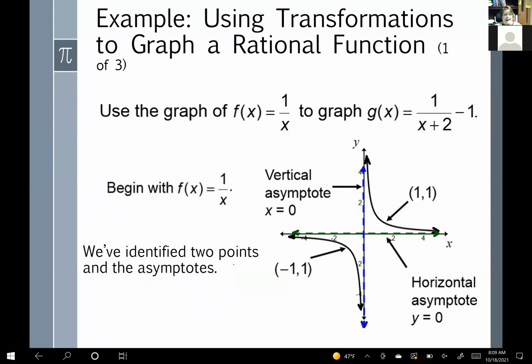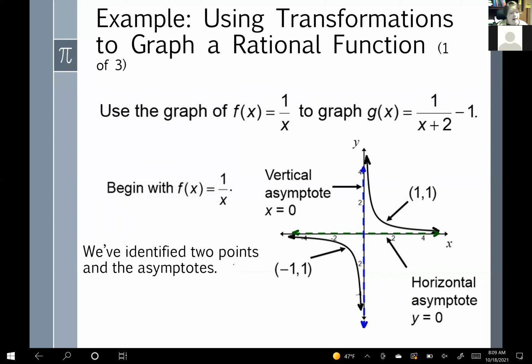Well, what happens if I add 2 to the x and then subtract 1? Well, if I add a constant to my input x, as you recall, that is a horizontal translation. And if I add a value to the x, that is a translation to the left. So we're going to take this standard rational function and we're going to move it to the left 2 units. The -1 outside that is a vertical translation. So we're going to move this function down 1.